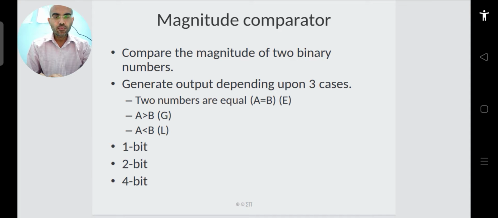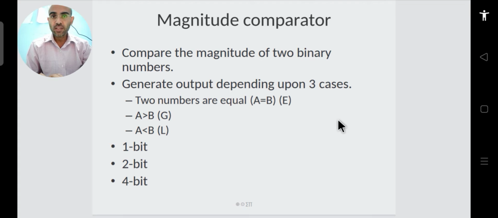As soon as you see the name magnitude comparator, it means a circuit which will compare the magnitudes of two numbers and give the result accordingly. If you compare two numbers, the two numbers may be equal to each other, or one of the numbers may be greater than the other, or one number is less than the other. Based on this, your magnitude comparator will give you some outputs. So this is what you mean by magnitude comparator.